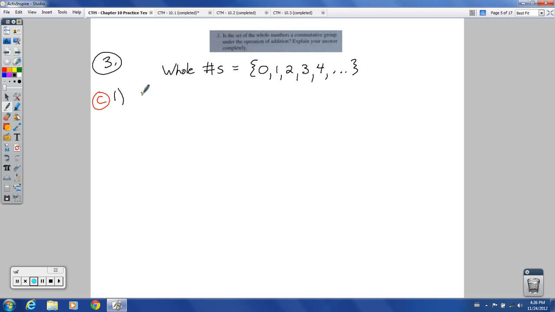So I would say closure checks. Now, does it have an identity element? Since the set is under the operation of addition, is there something you can add to each number that gets you the same number you started with? 0 is that number, so the identity element is 0. So let's say that checks out too.